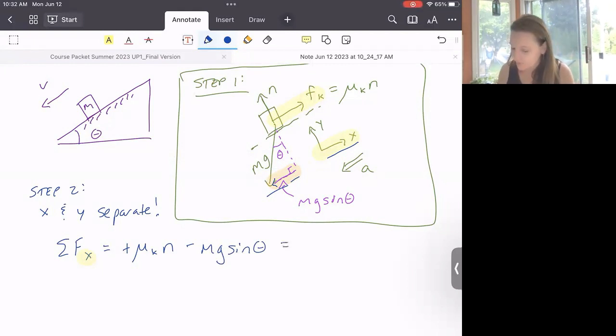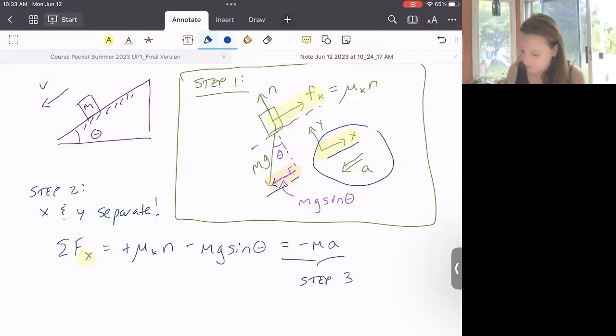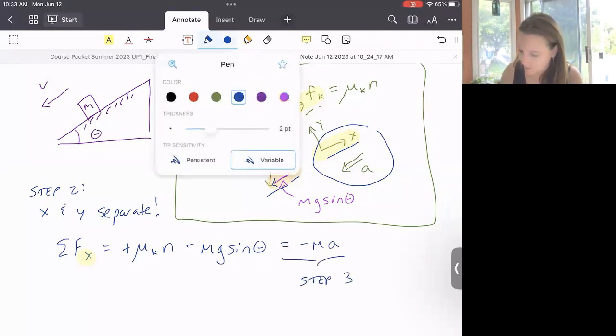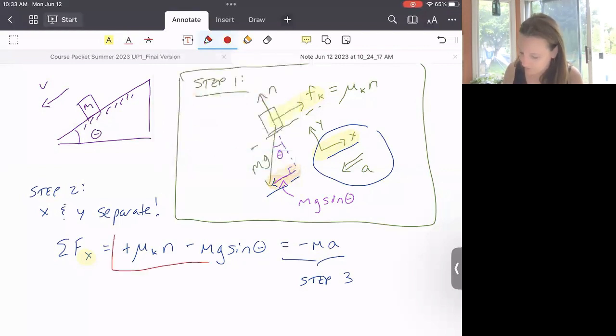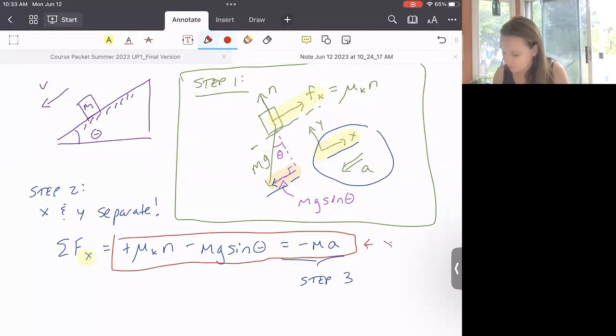So equals plus ma, minus ma, or 0. We see that acceleration is in my negative x direction. So I write minus ma. This was step 3. And so I then end up over here with this equation of motion for x. So that's my x equation.